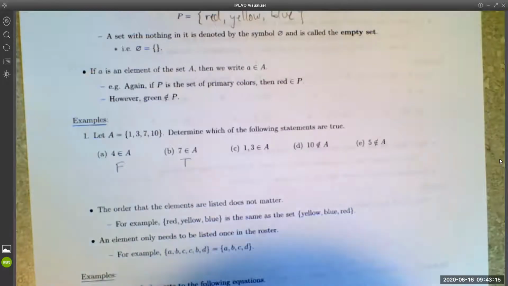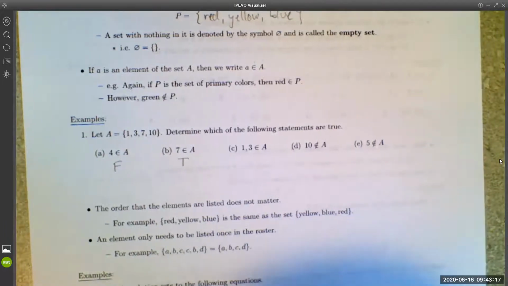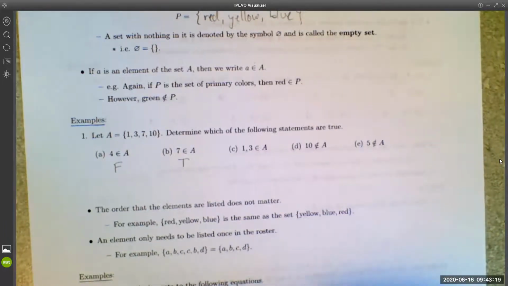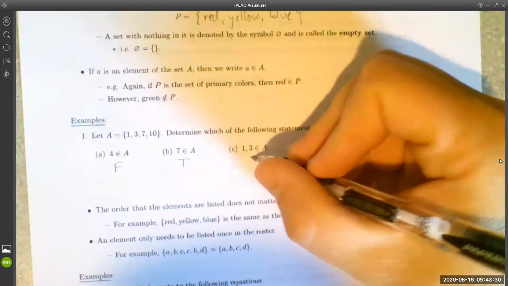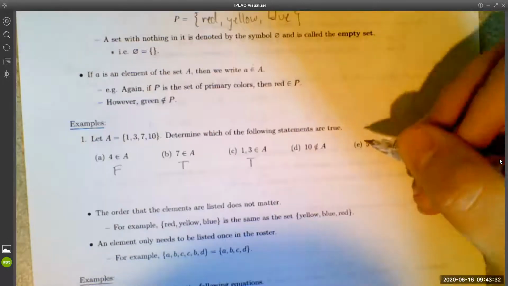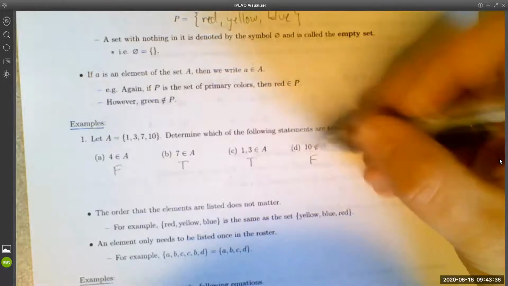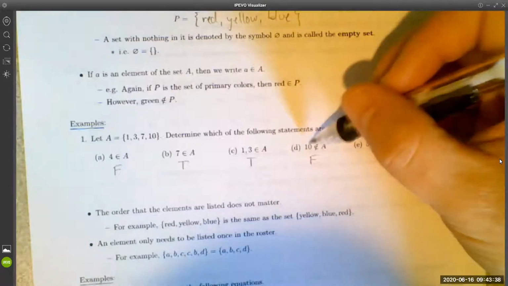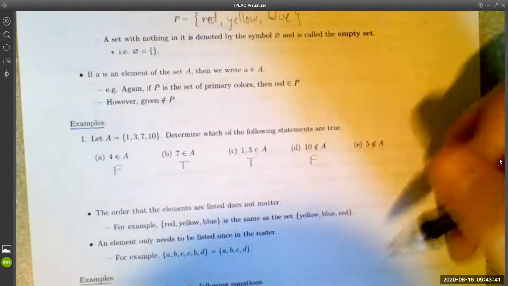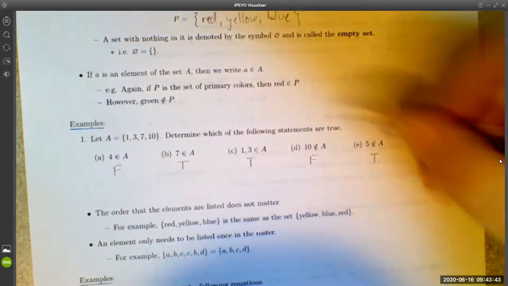And I'll let you do the other 3 on your own. Okay, so here I go. This one's true. This one's false. Kind of tricky, but 10 is in A. So the statement 10 is not in A is a false statement. This one's true. 5 is not in A.